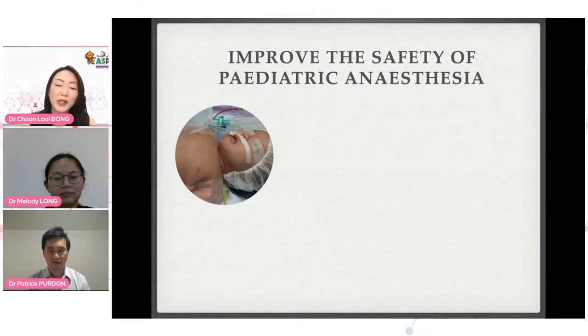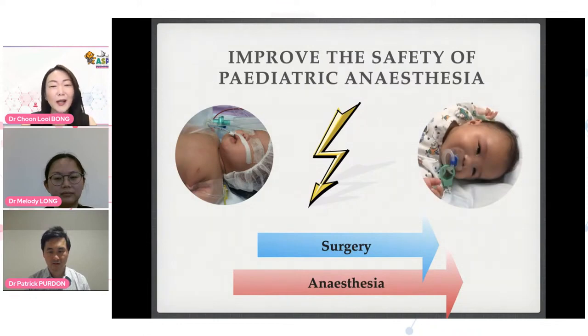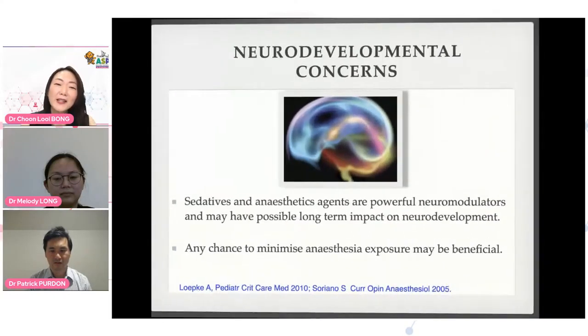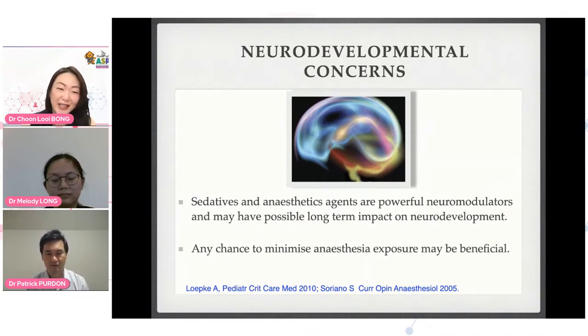So between a child going off to sleep, undergoing anesthesia, and waking up in the PACU, a lot of things can happen to the brain, and we want to know about that. We want to prevent bad things from happening. And to add to that, there are certain neurodevelopmental concerns in recent years about sedatives and anesthetic agents on the developing brain. Sedatives and anesthetic agents are powerful neuromodulators, we know that, and they may have possible long-term impact on neurodevelopment.